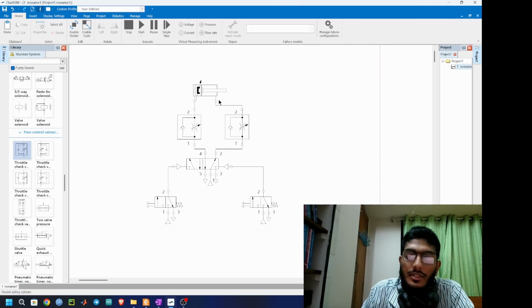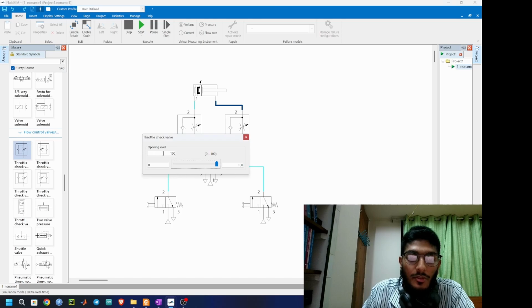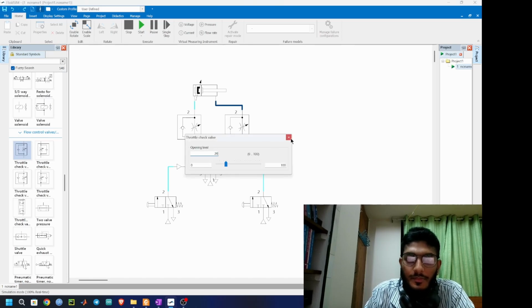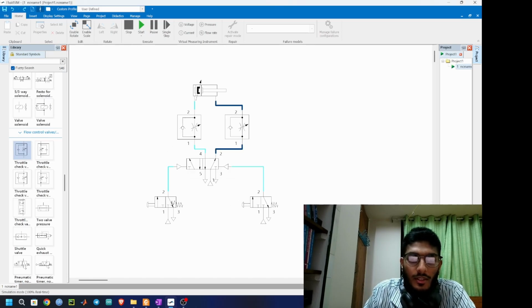Now, let's simulate this. Okay, start. Before that, I have to make sure of the opening level. Let's make the opening level 20, perhaps. Okay, 20. This side also 20. Great. Now, let's push this button. What happened? It's still fast, right? It's still fast.